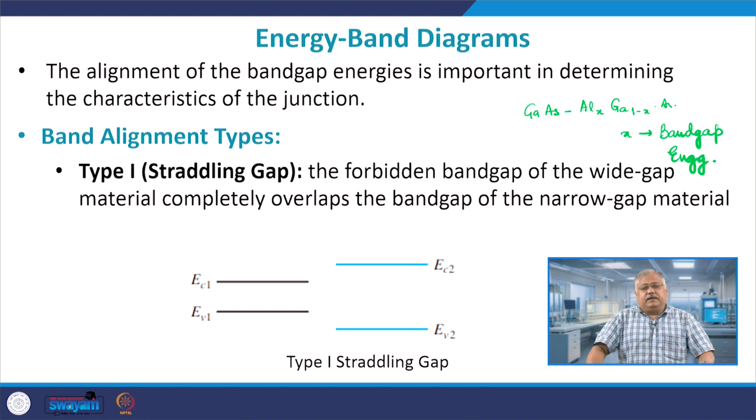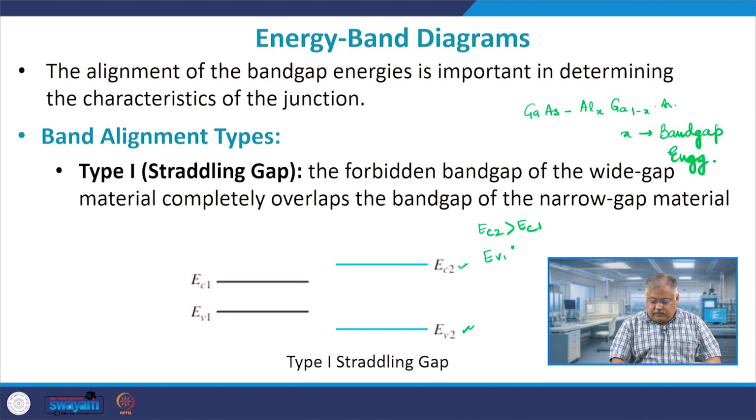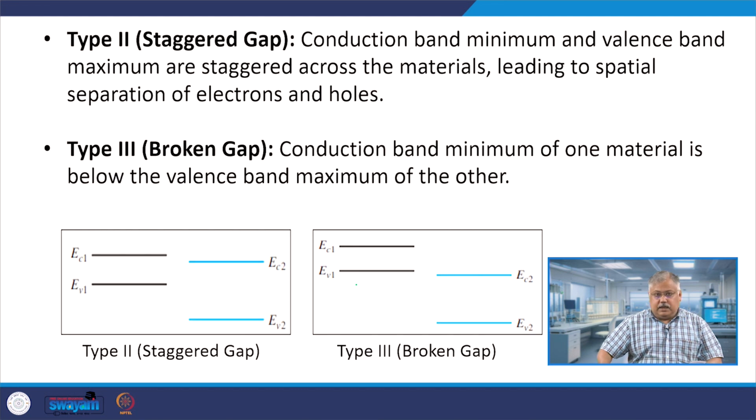The first is defined as the straddling gap, and this gap is the most widely used, where the wide band gap material completely overlaps the low band gap material in terms of energy, which means that EC2 is larger than EC1, and EV2 is also larger as compared to EV1. So, this is fully engulfed within this domain, right.